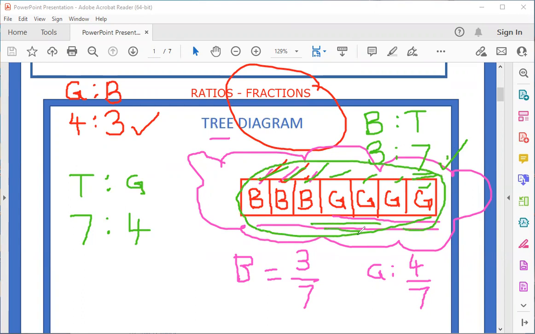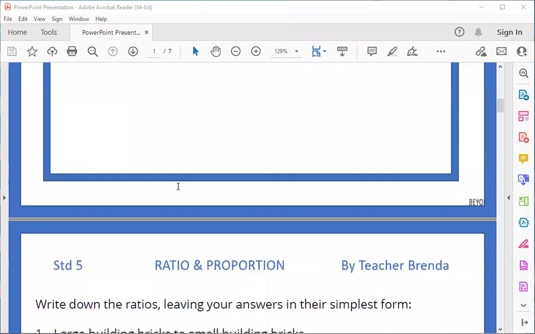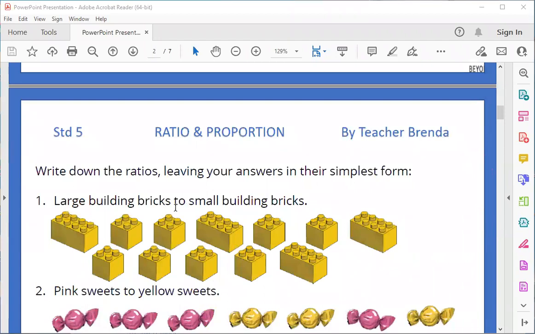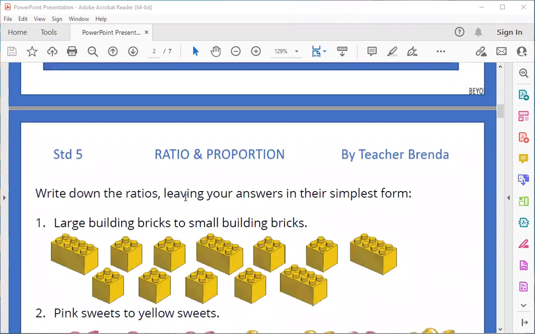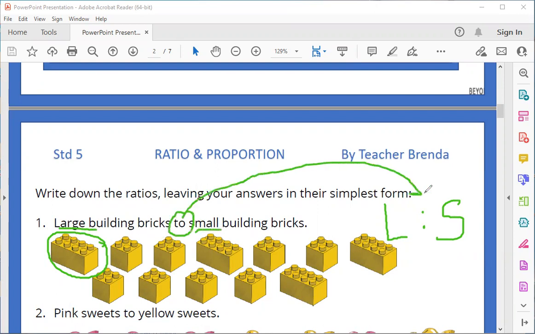By drawing out as a fraction. Now, with that said, let's move on to answer these questions. Write down the ratios, leaving your answer in their simplest form, large building bricks to small building bricks. Of course, you can see large ones. These are the large ones. So I'll just simply write L to S. What is L? L stands for large, S stands for small. And the word to becomes a colon mark, L to S.